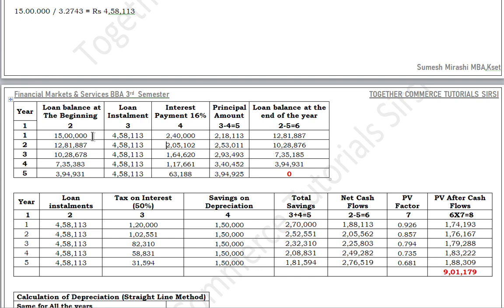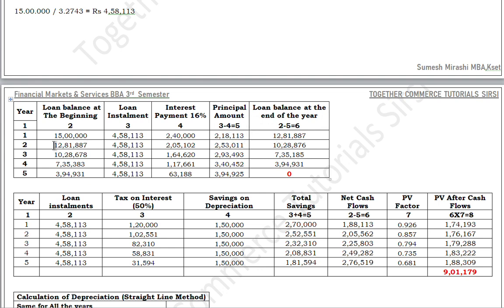So the steps are all same. Then the principal amount. As we can see here, it is third column minus fourth column, that is this minus this. 4,58,113 minus 2 lakh 40,000 gives you 2 lakh 18,113. Then the sixth column is second column minus fifth column. So this is the second column, 15 lakh minus 2 lakh 18,113. So you will get this.